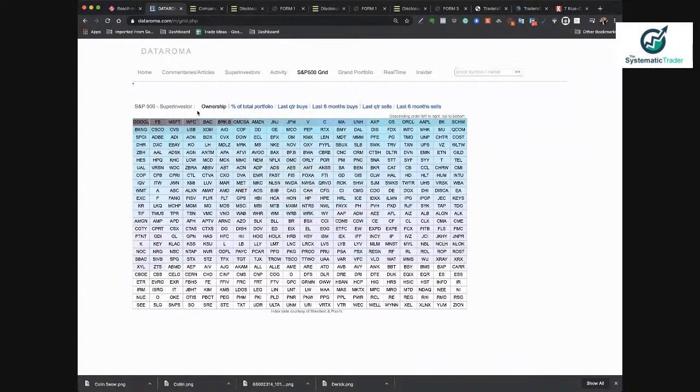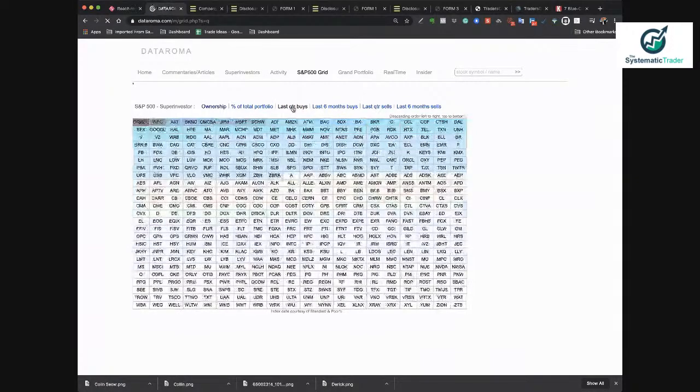So this is the first one, based on number of ownership. You can also go to last quarter buy. That means last quarter, what kind of stocks are the super investors buying? Can you see from here? Last quarter, Goldman Sachs is a stock that they are buying. The price is about 182. Wells Fargo is about $38. AIG is about $39. So they even give you the price.